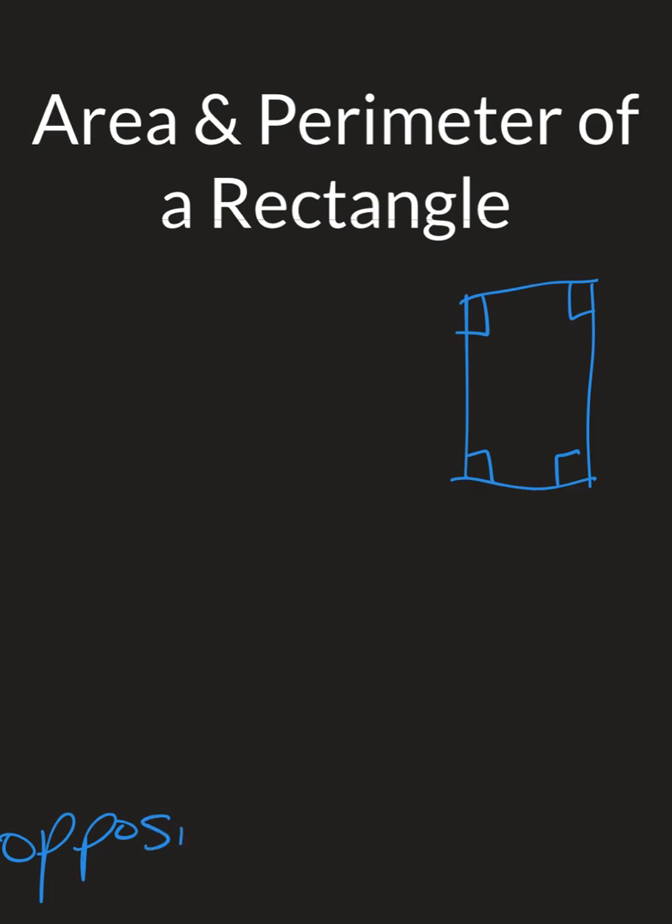All right, y'all, so in this lesson, we're talking about the area and perimeter of a rectangle. So first thing we want to think about is, what is a rectangle? Well, it is a four-sided figure that has 90-degree angles. The opposite sides are both parallel and equal, okay? The measurements are equal.